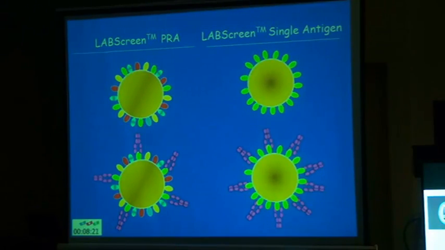We have two main kits on the Luminex. The first kit is the LABScreen kit, in which the microspheres are coated with all types of HLA antigen, whether class 1 or 2. So in this case, we just say whether the patient is positive or negative. While in the LABScreen single antigen, each bead is coated with a single type of HLA antigen. So when it is positive, it means that the patient has antibodies to this specific antigen.